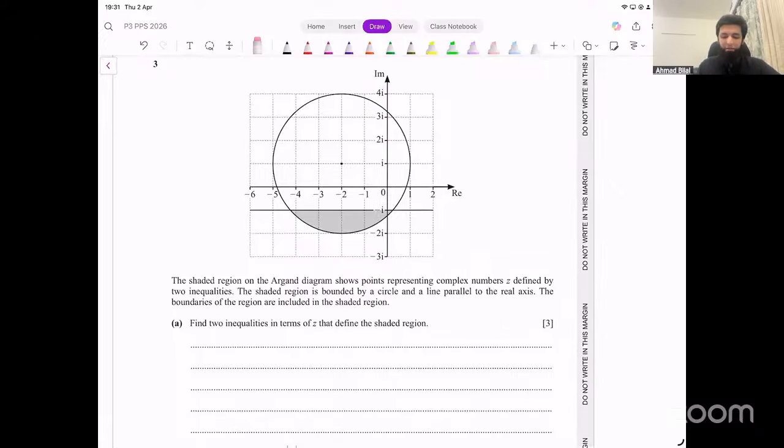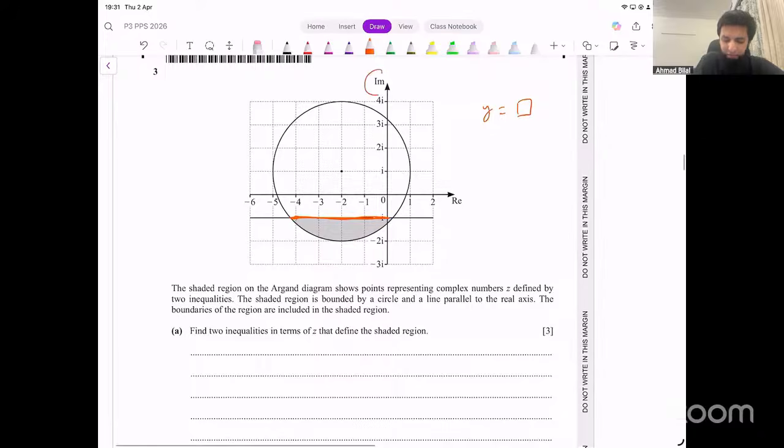Find two inequalities in terms of z that define the shaded region. Now, how do we think about this? One line that is the boundary of the shaded region is this orange line. How do you describe this line? It's a horizontal line, right? What's the equation that we've got for horizontal lines? y equal to something, right? y equal to some constant.